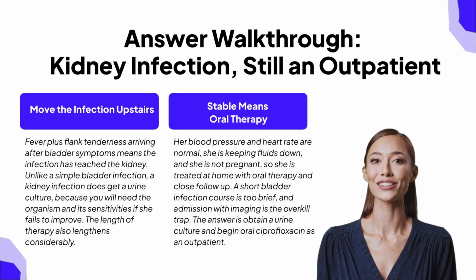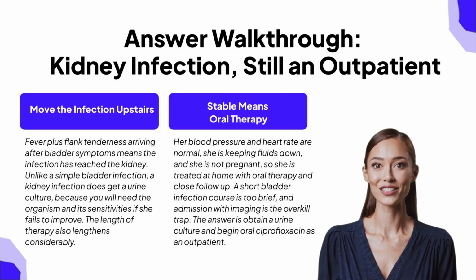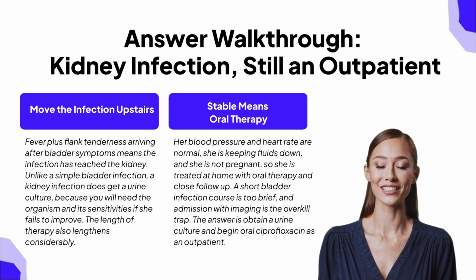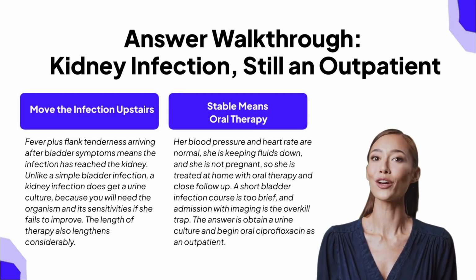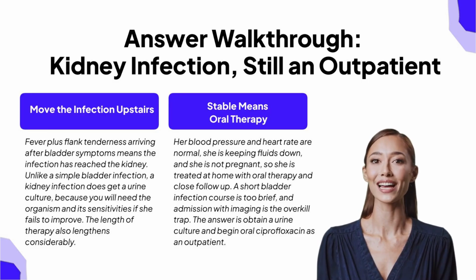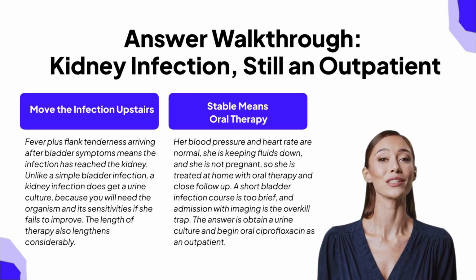Let's work through this. First, move the infection upstairs. Fever plus flank tenderness, after 2 days of bladder symptoms, tells you it's reached the kidney. Here's the distinction the last question set up. Unlike a bladder infection, a kidney infection does get a urine culture because you'll need the organism and sensitivities if she fails to improve, and the therapy is longer.